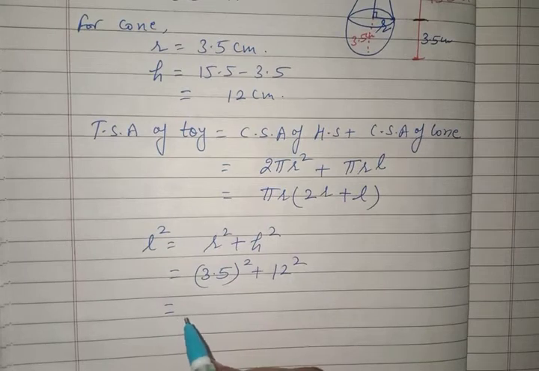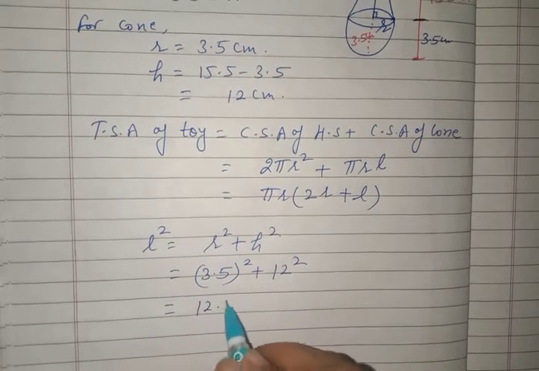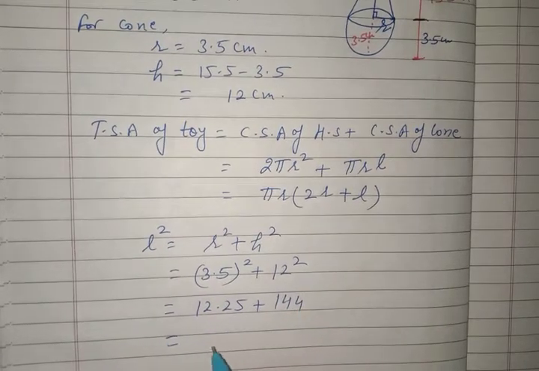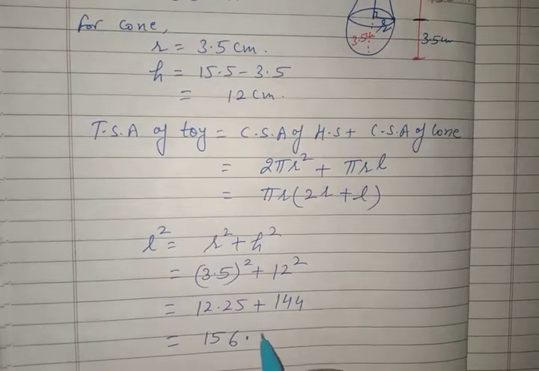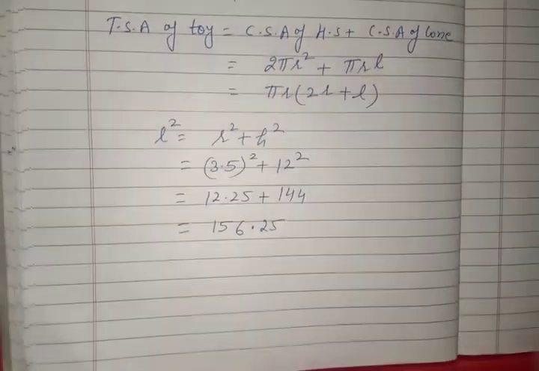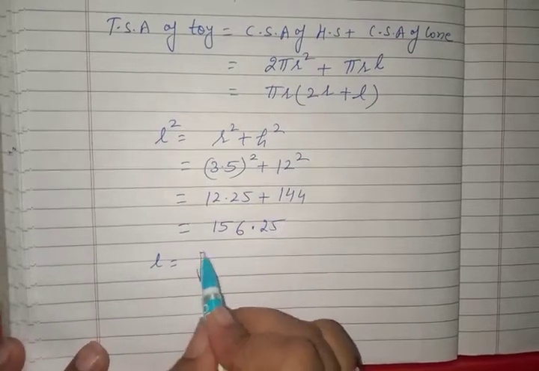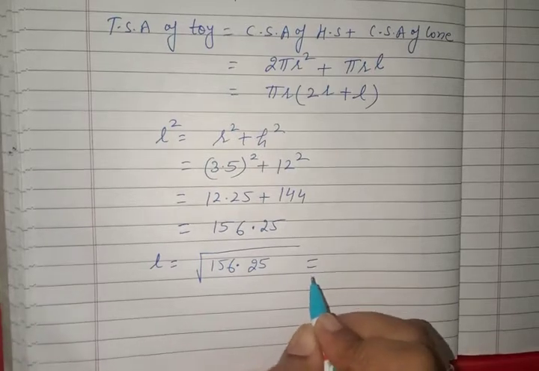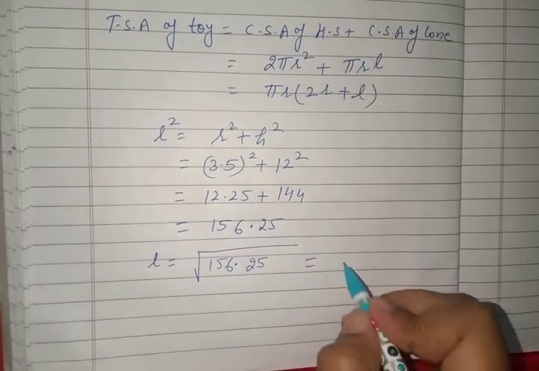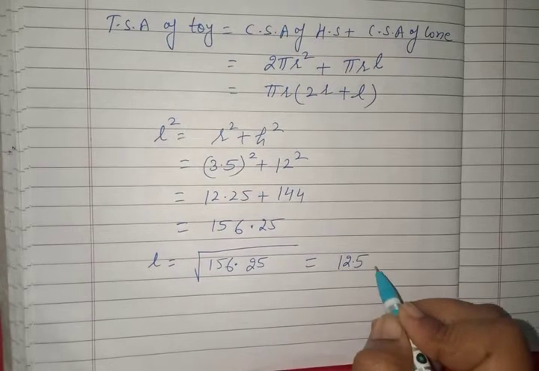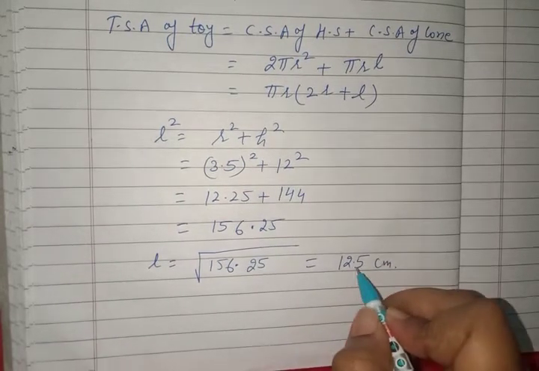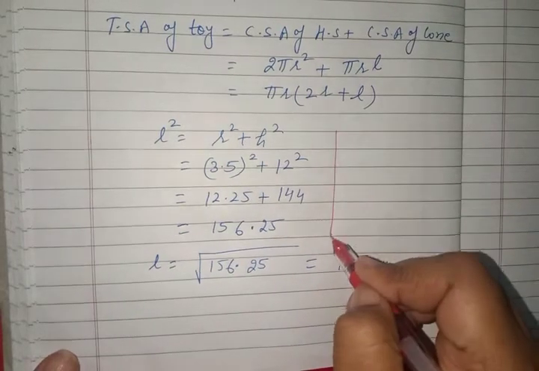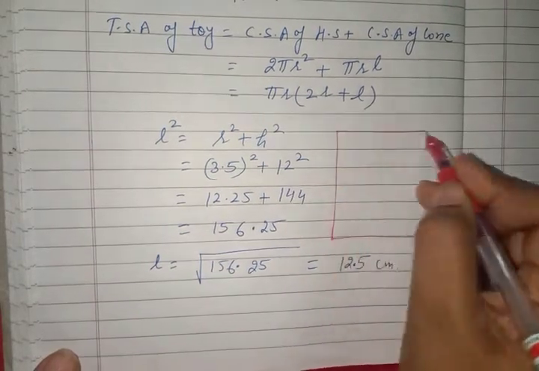3.5 square is 12.25 and 12 square is 144. So this will be 156.25. Now after taking its square root, l is equal to square root of 156.25. By long division method or by prime factorization, you can find it easily that l is 12.5. Or I can tell you one trick to find this if a number ends with 5.